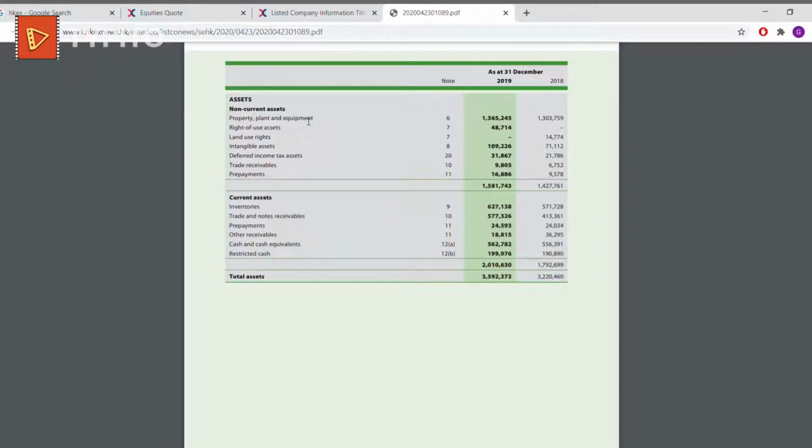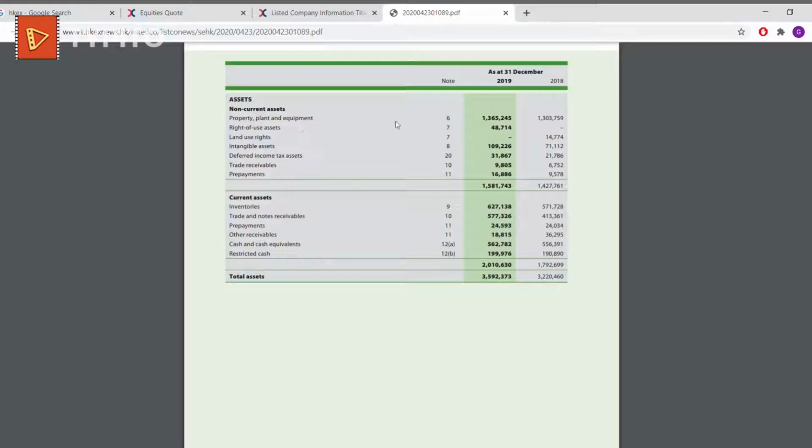For things like property, plant, and equipment, we will usually classify it as a non-current asset because property, plant, and equipment is something that you depreciate over a very long period of time. Say for example, a factory, the useful life could be as long as 25 years or even 50 years, depending on the condition and on management's judgment on the useful life of the asset.